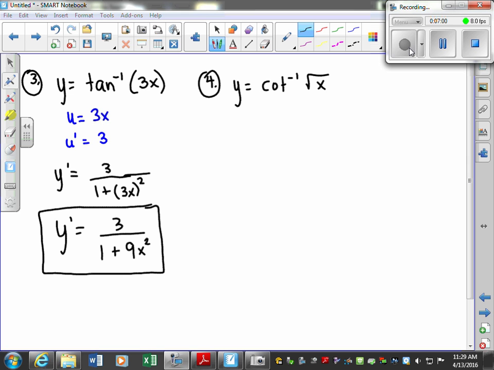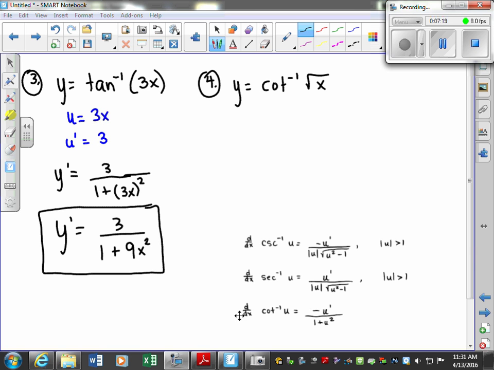Okay, cotangent y equals cotangent inverse of the square root of x. I'm going to go pull those formulas while you work on labeling u. It may help to rewrite it to the 1/2 power. You go ahead and work on that part.